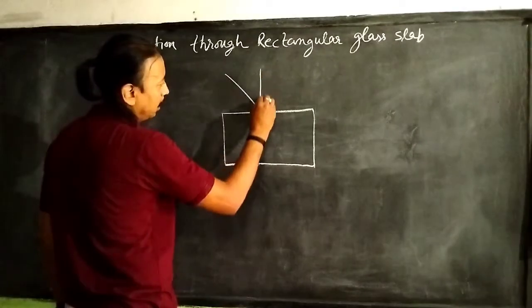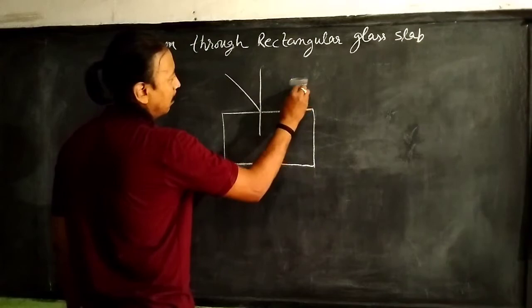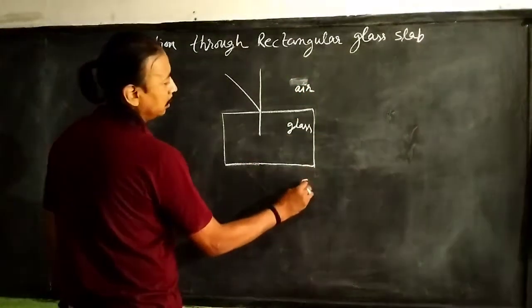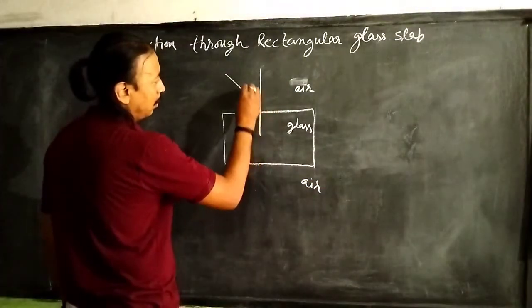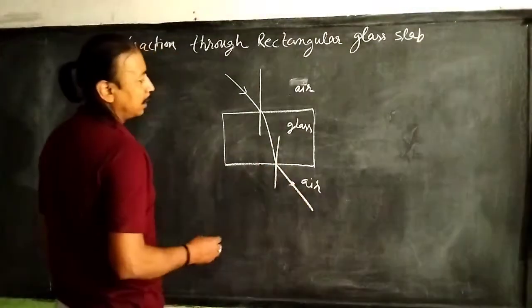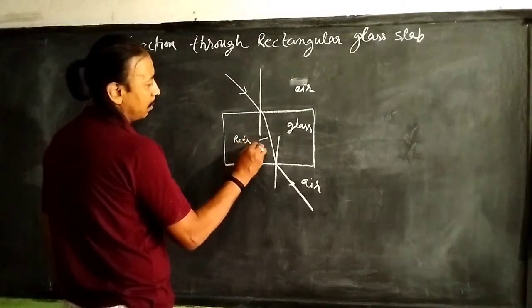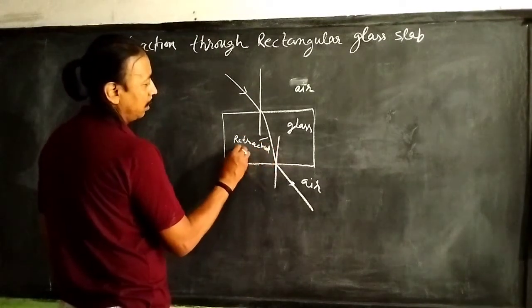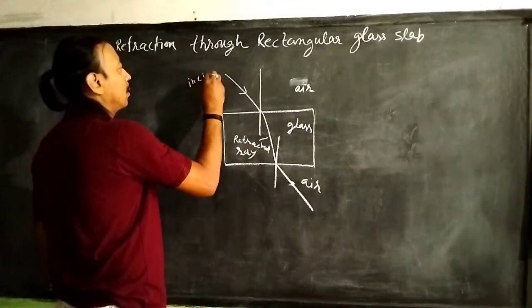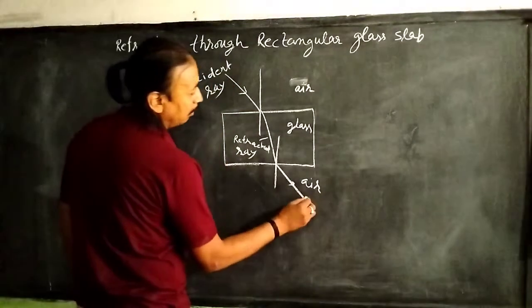This is the incident ray. This is medium number 1, suppose it is air. This is glass, and again this is air. Incident ray, refracted ray, and this ray we call the emergent ray.